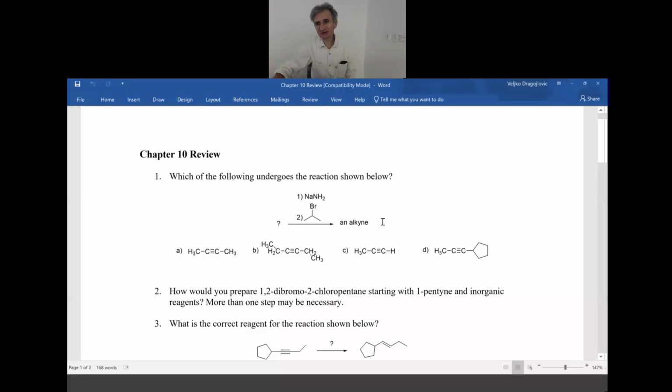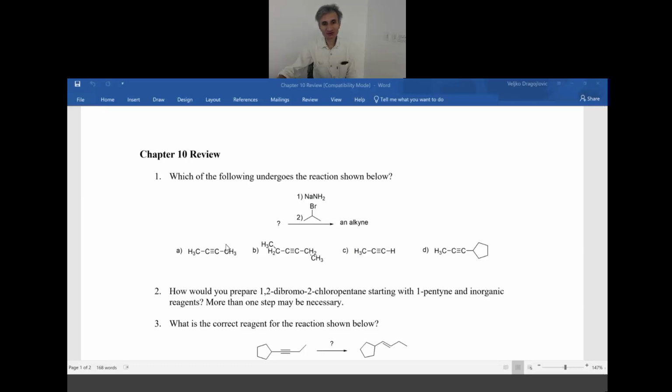So chapter 10 is a relatively short chapter, and it deals with reactions of alkynes. And so there are relatively few questions. Which of the following undergoes the reaction shown below? So that's the first exercise. You have an unknown compound that reacts with sodium amide and isopropyl bromide to produce an alkyne. And there are 4 choices.